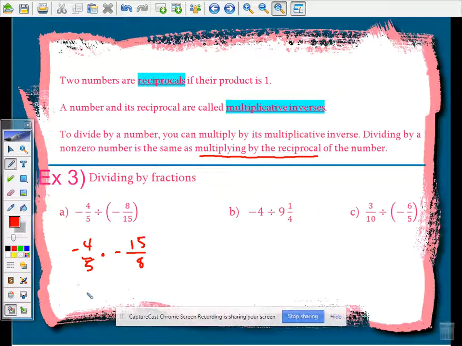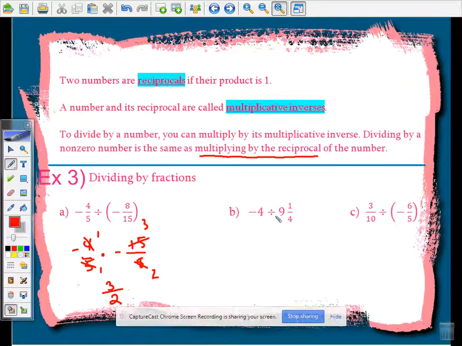A negative times a negative is a positive. We can simplify here. 4 goes into this once and into here twice. 5 goes into that once and into that 3 times. So 1 times 3 is 3, and 1 times 2 is 2. You are fine leaving it as an improper fraction. You do not need to convert it to mixed numbers. Matter of fact, we often say, please don't.